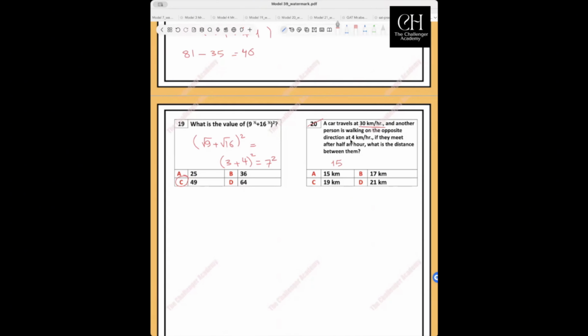Also for the person, after 1 hour, he covers 4 kilometers. So in a half hour, he covers 2 kilometers. Just add 15 plus 2, which equals 17.